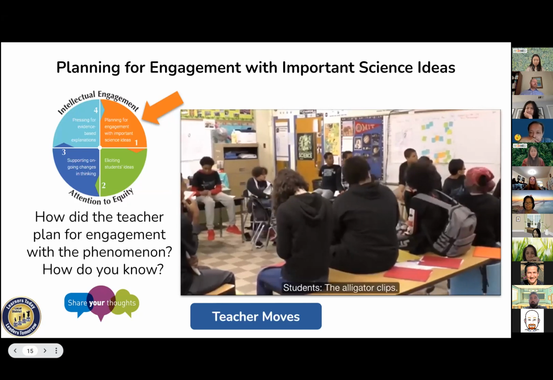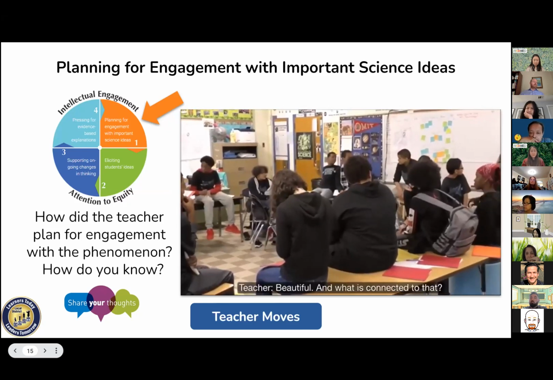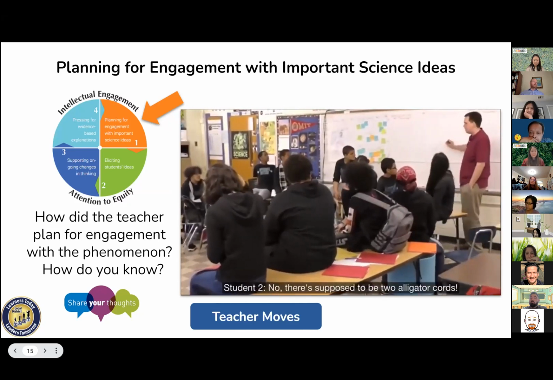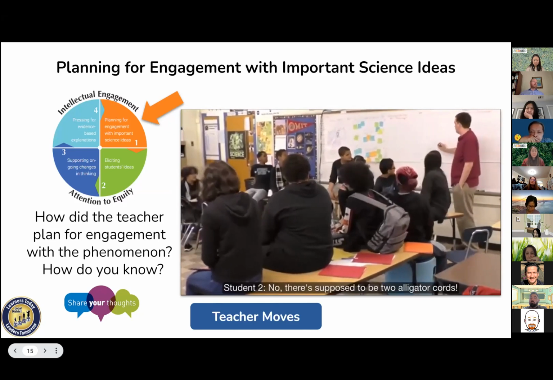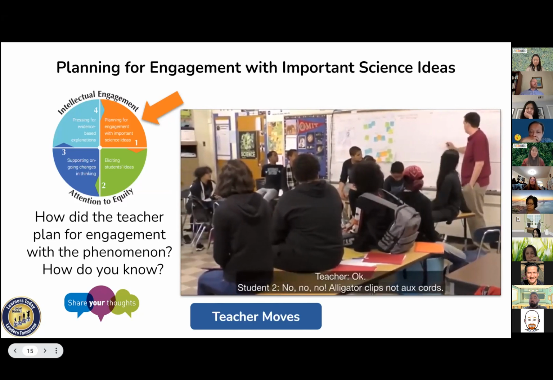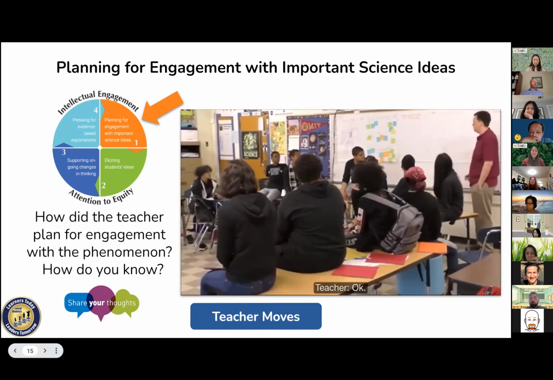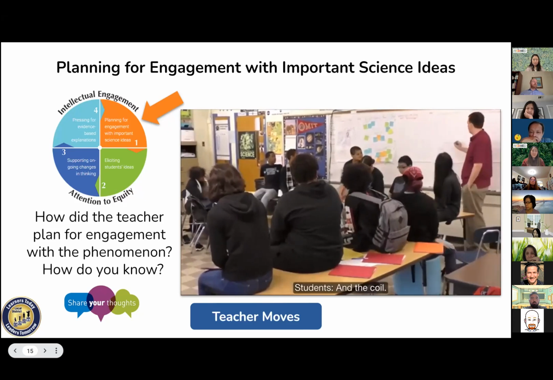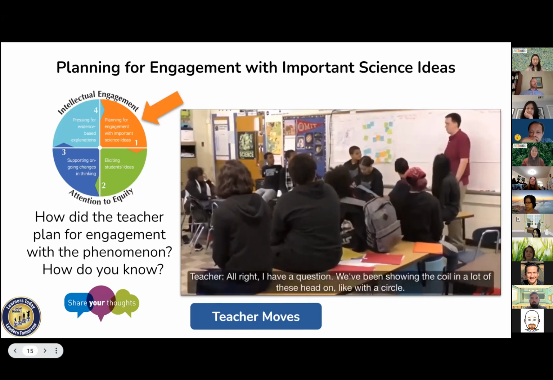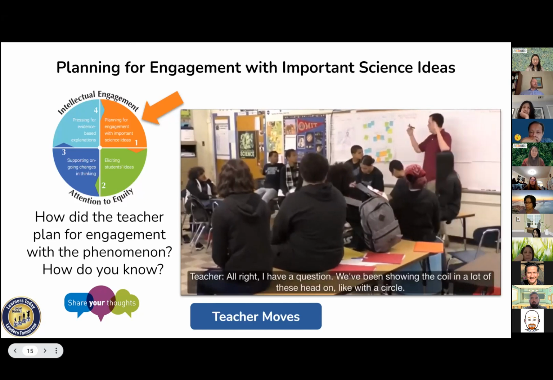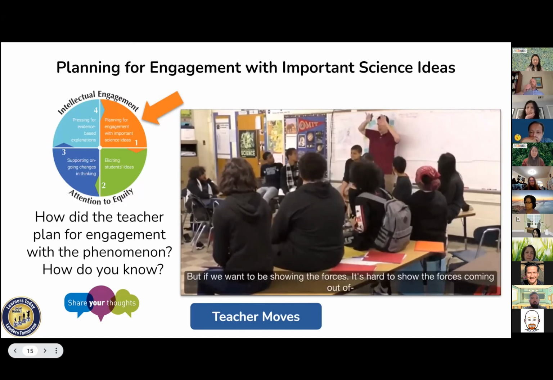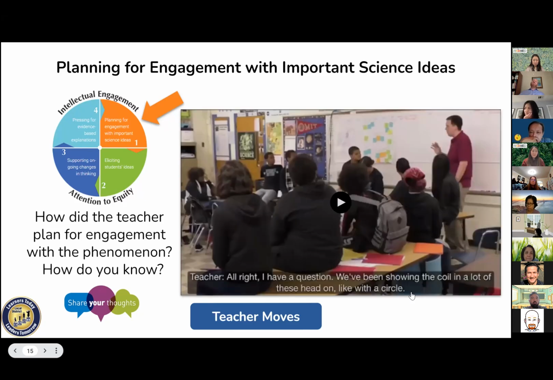Alligator clips. Beautiful. How much are you connected to that? No, they're supposed to be two alligator clips. Two alligator squares. Okay. No, alligator clips, not oxygen. Okay. And the coil. Coil wire. The coil. All right. I have a question. We're even showing the coil on a lot of these head on, like with a circle. But if we want to be showing those forces, it's hard to show the forces coming out of it.